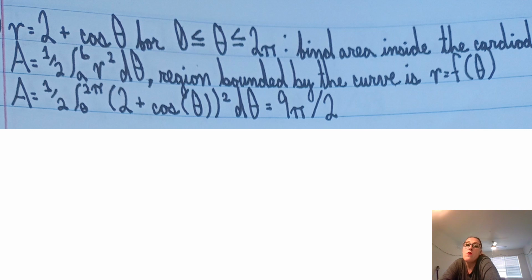r equals 2 plus cosine theta for 0 less than or equal to theta less than or equal to 2 pi. Find area inside the cardioid. Area equals 1 half integral a to b r squared d theta, the region between the curve r equals f of theta. Area equals 1 half integral 0 to 2 pi (2 plus cosine theta) squared d theta equals 9 pi over 2.